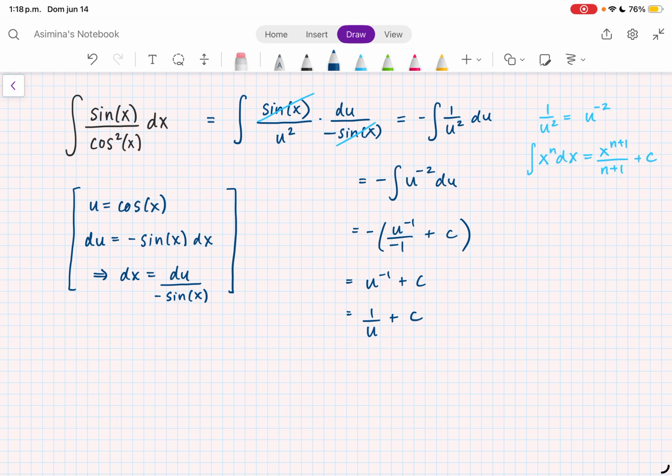Not quite. We started off with an integral that was in terms of x, and we've ended up with an answer that's in terms of u. So we want to now complete our substitution and plug in cosine of x for u. So this becomes 1 over cosine of x plus c. So this here is our final answer.